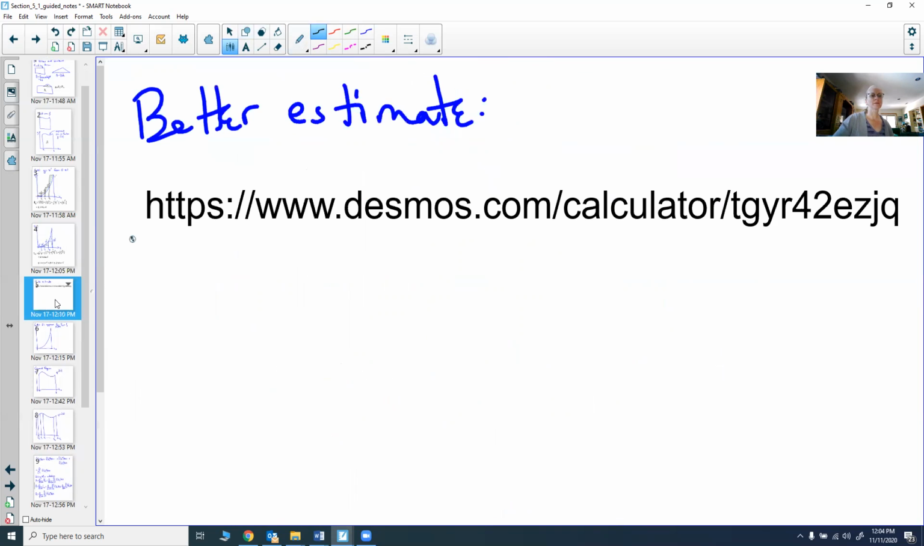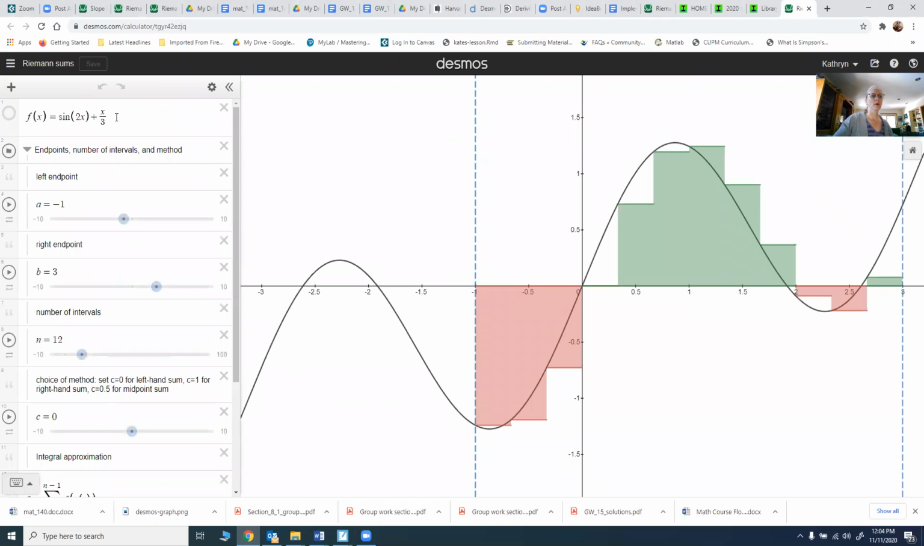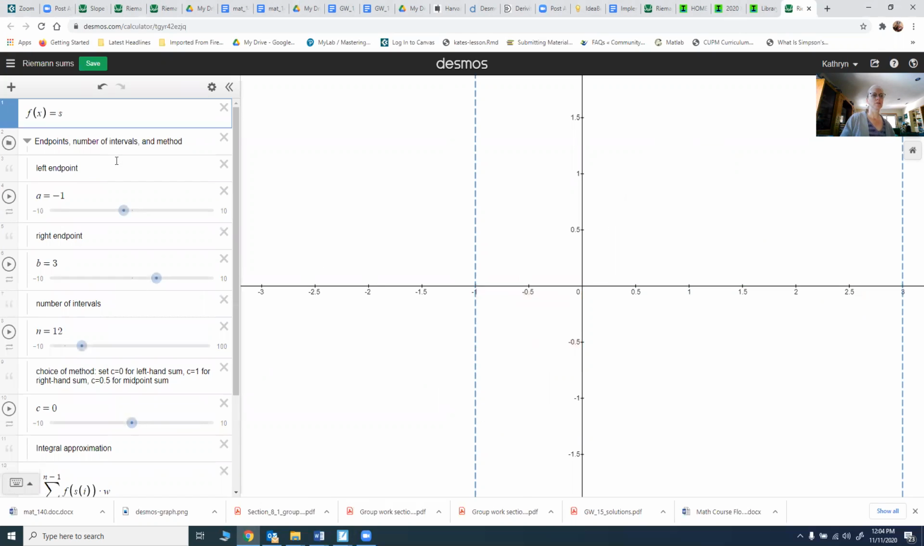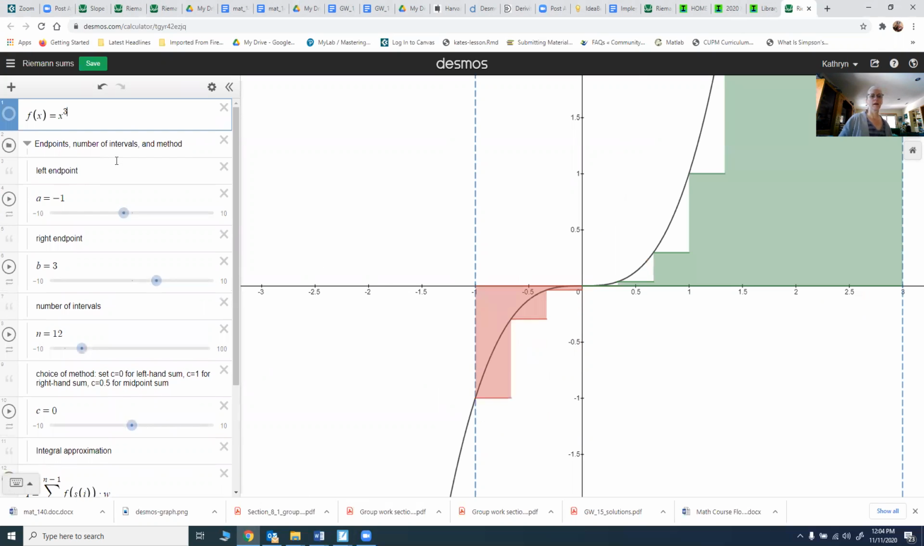Well, how can we get a better estimate? Instead of drawing these each time, I'm going to let technology draw it for me. So I'm going to use a Desmos little app that it has, where we're going to put in a function. I'm going to change my function to x cubed. And then I'm going to change my left endpoint to 0. My right endpoint was 1.